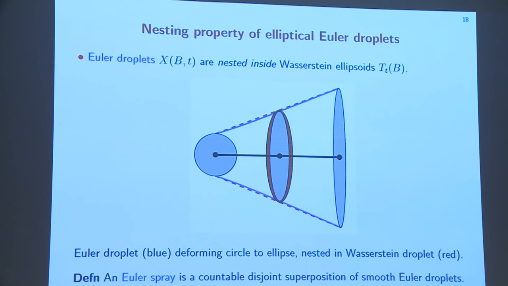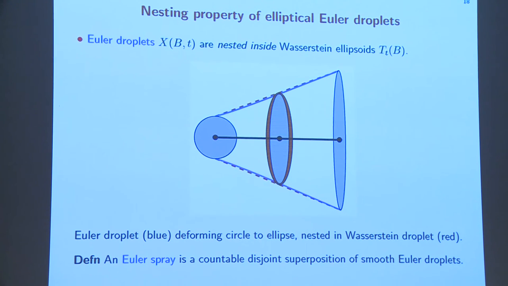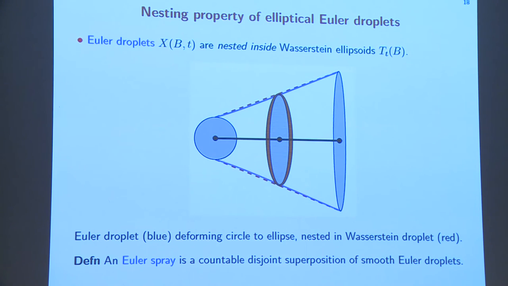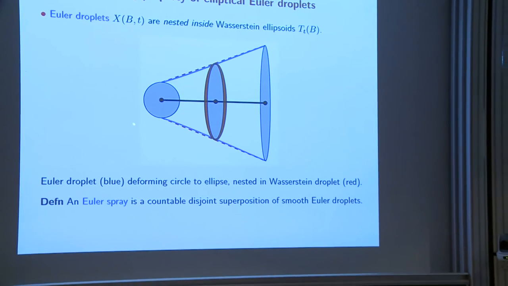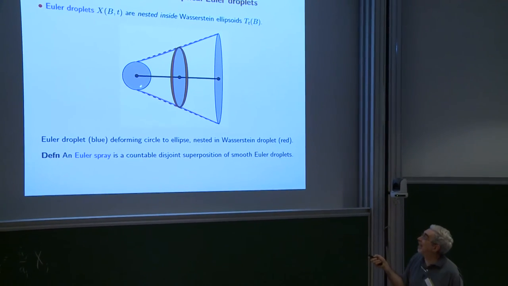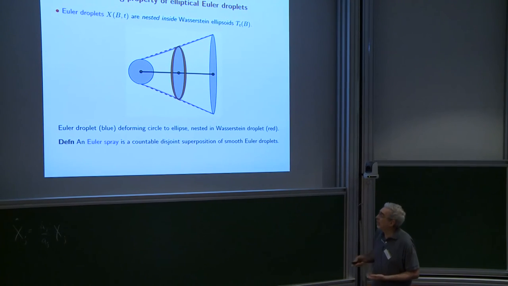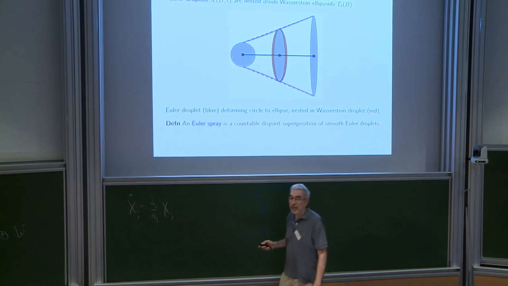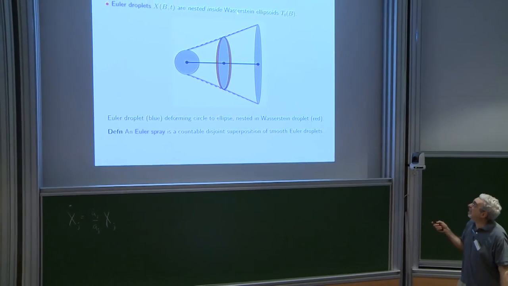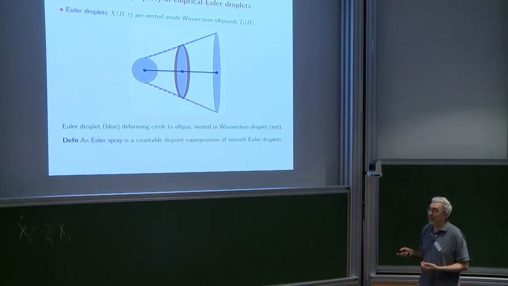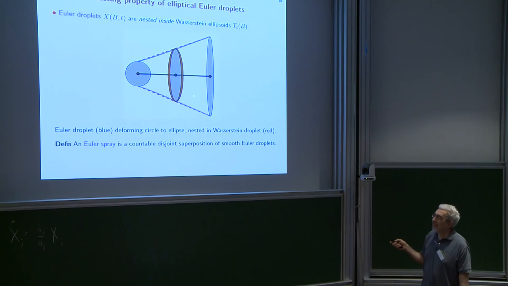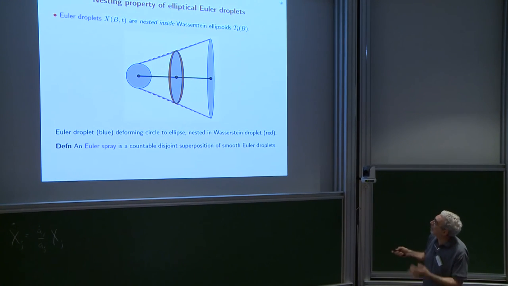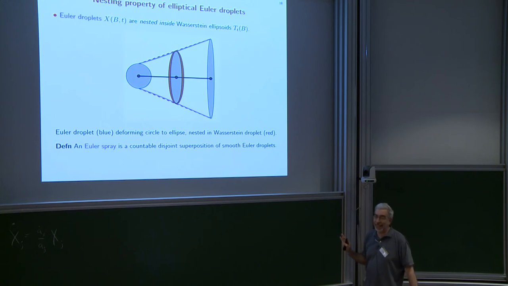So these Euler droplets have a nice property of being nested inside Wasserstein ellipsoids. In orange here are the particle paths of Wasserstein geodesics that connect a ball to an ellipsoid. And in blue is the Euler droplet. What's responsible for this is that the principal axis lengths turn out to be convex for the Euler droplets, and for Wasserstein ellipsoids, they're straight lines. Everything moves in straight lines. So the Euler droplet is inside. It's not very much inside, but this is about as far as I can get it inside. But it's inside. I'm going to use this.